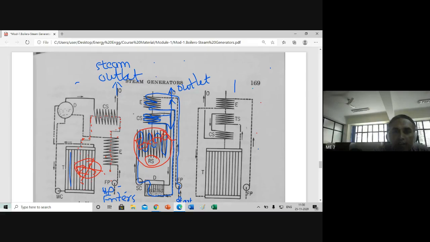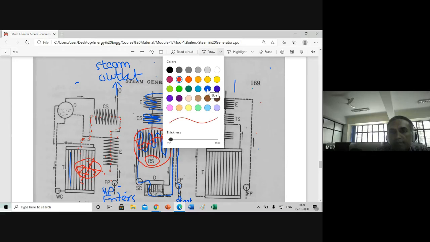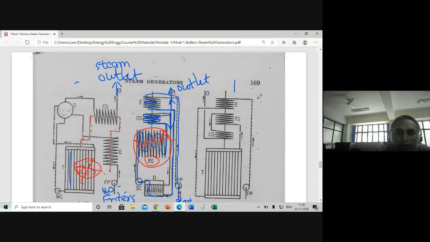Now further, let us see what is happening. From the convective superheater, this comes like this, and it is mixed with water coming from the feed pump through the economizer. Then that is sent to the steam collecting pipe. This is how it is.